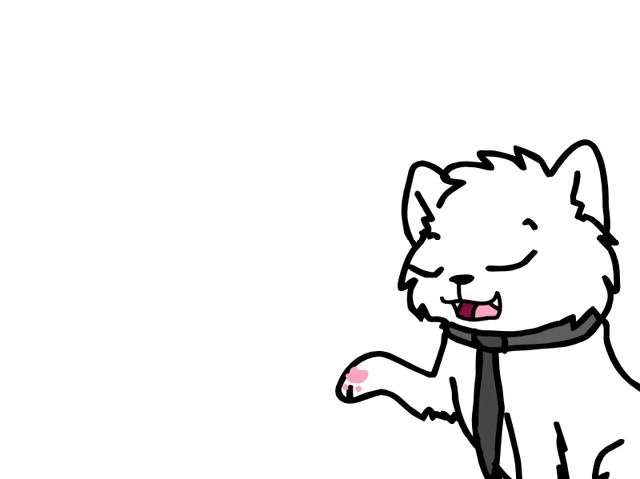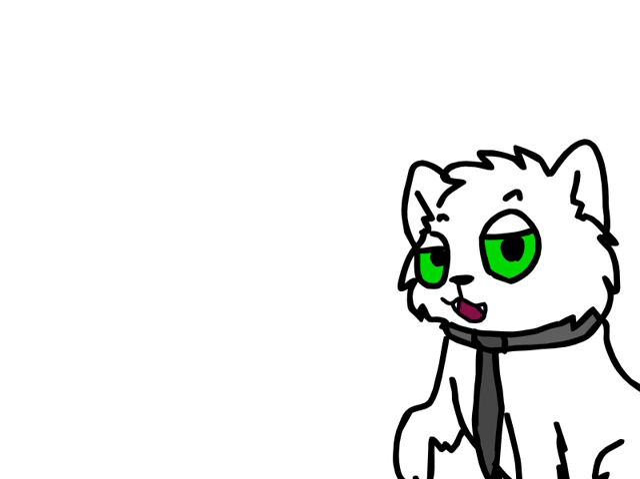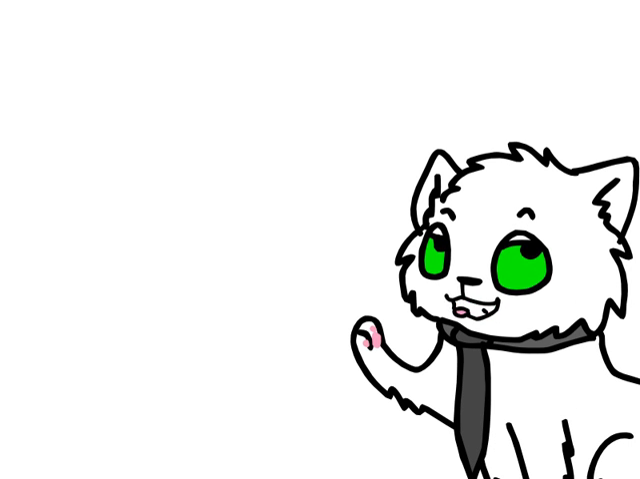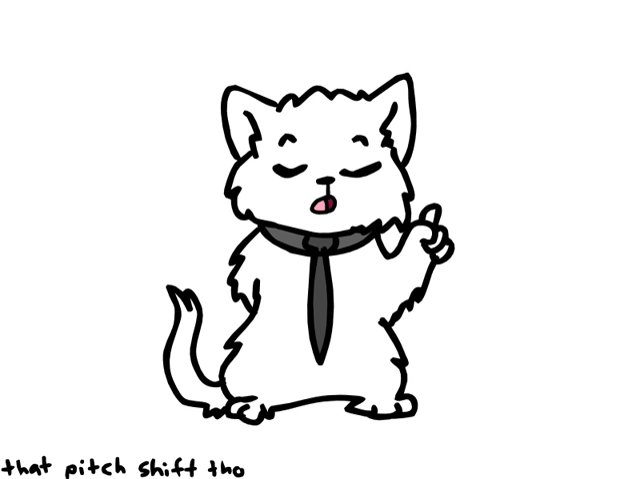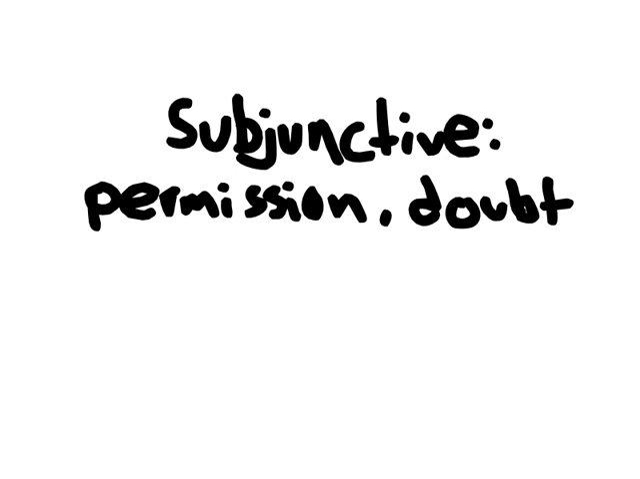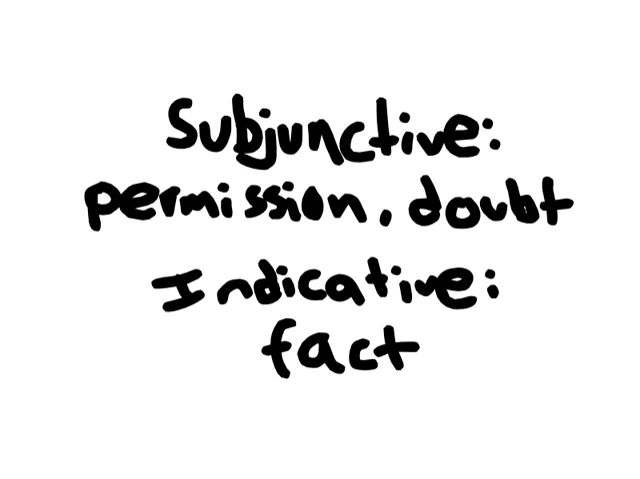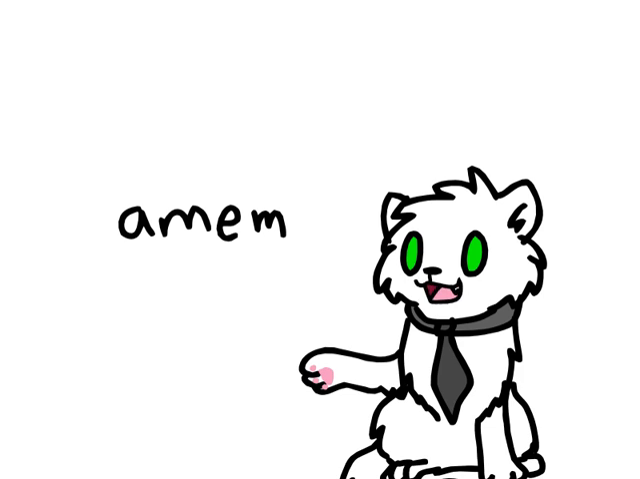In Latin, you can't always just put "may I" in front of a verb to ask to do something or for something to be done like you do in English. Instead, you change the form of the verb to the subjunctive case. Subjunctive case expresses permission and doubt, unlike indicative, which expresses fact. Instead of "I love," you translate this as "let me love" or "may I love."